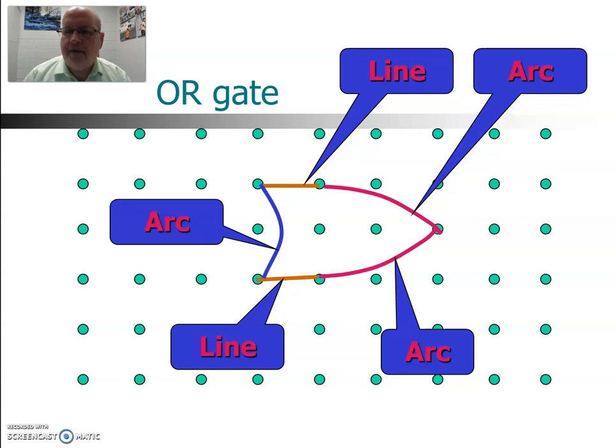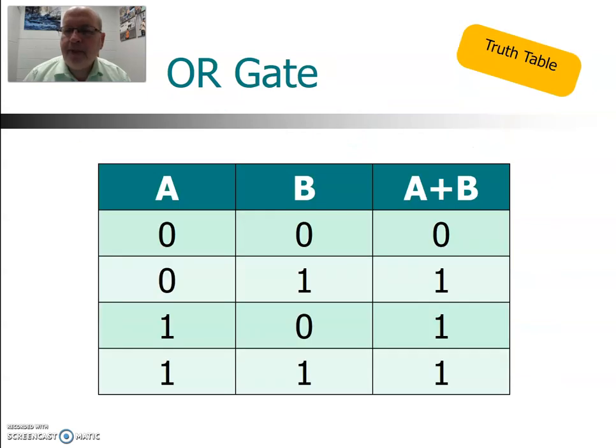So make sure you differentiate that. I have a lot of students that are a little careless here, and it's sometimes difficult to distinguish between an AND gate and OR gate if you're not careful. Truth table for the OR gate, you get a high if either A or B is high.